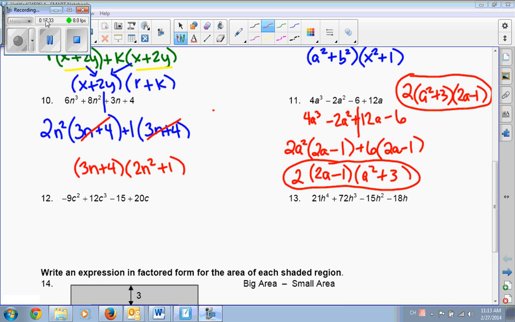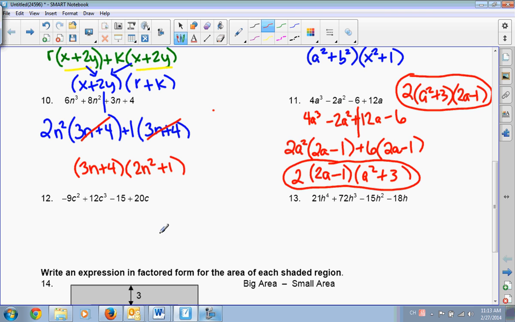Okay. All right, let's look at number 12. It's not written in the right order, is it? No. So we have to rewrite it. Which one should go first? 12c cubed minus 9c squared plus 20c minus 15. Do they all have anything in common? No, these have 3s, these have 5s. So we need to split.